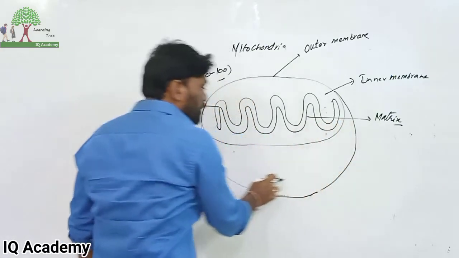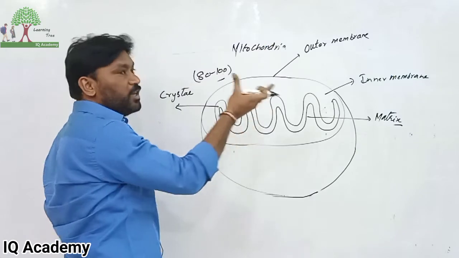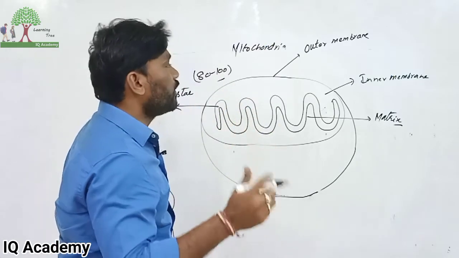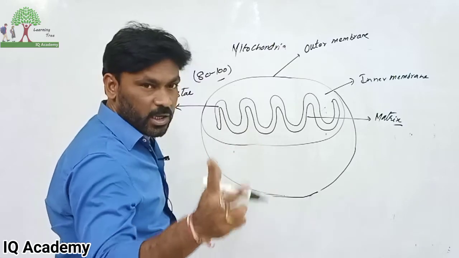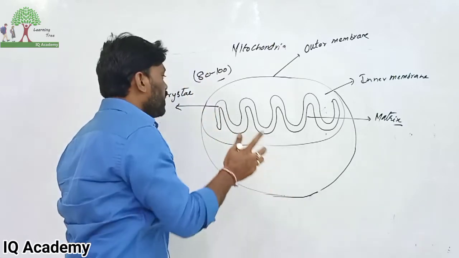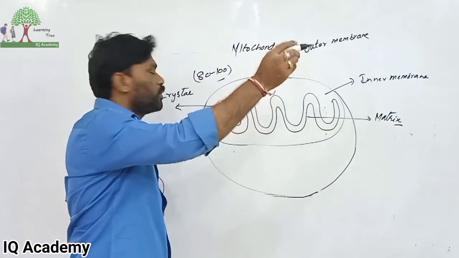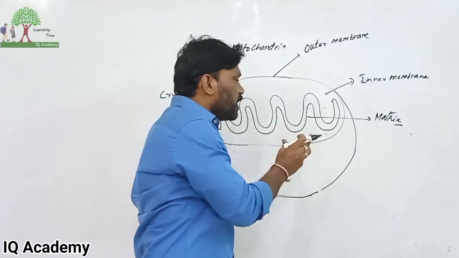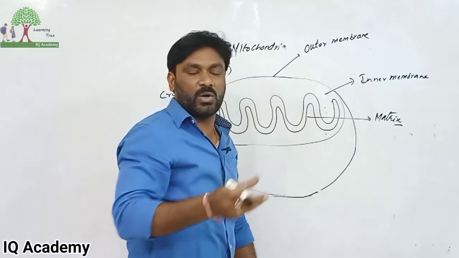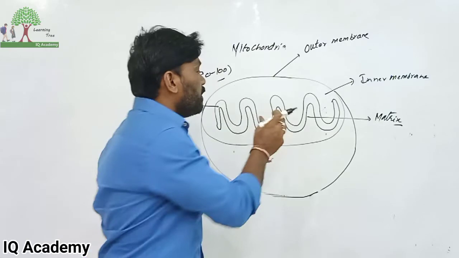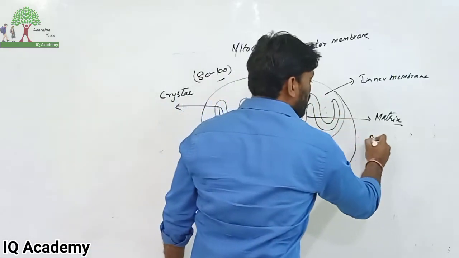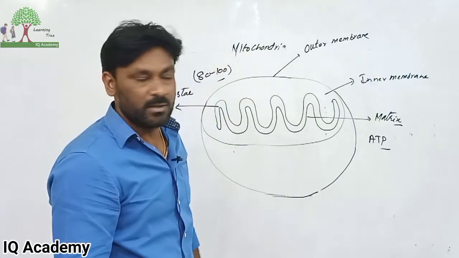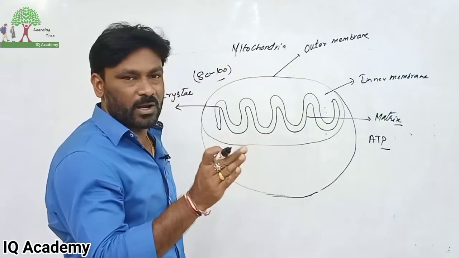normally looks spherical or oval in shape. It consists of two layers, the outer membrane and the inner membrane. The inner membrane consists of finger-like projections called cristae, and the gap between the cristae and the inner membrane is called the matrix. Here in the matrix, energy is produced and stored in the form of ATP. So this is the structure of mitochondria.